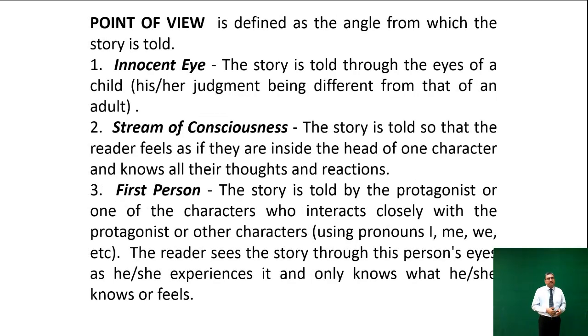Now there is another important factor in building up a short story, that is point of view, which is defined as the angle from which the story is told. And actually it can be divided into so many types according to the narrator of the short story. The first type is what is so-called the innocent eye. The narrator can be described as innocent in case it is told by the eyes of a child, so his judgment is different from that of an adult. That's why we call it innocent.